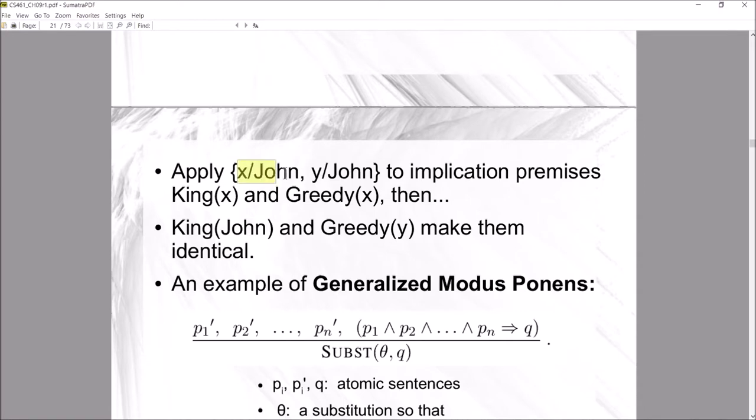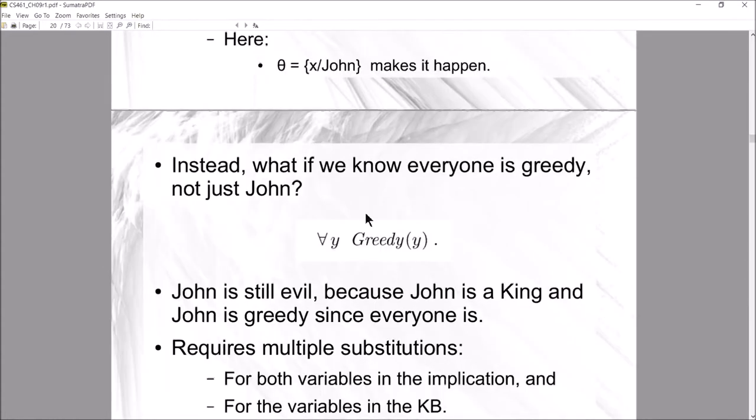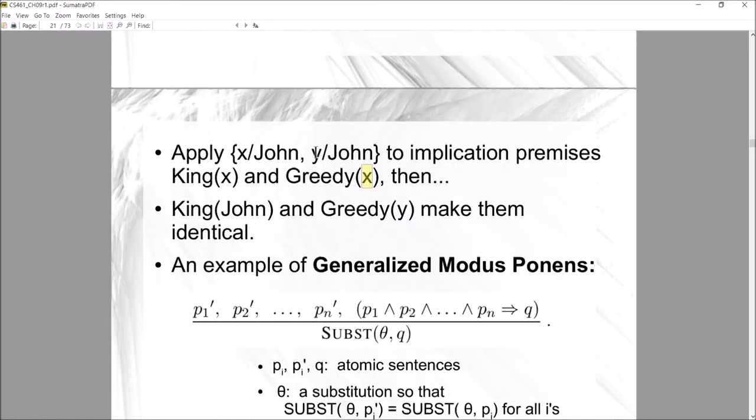So if we take this as our substitutions, our theta, right? We'll substitute John for X, and we'll substitute John for Y. Okay, now in the implication premises, for those conjuncts, well then John goes into king, for the king of X. John goes into the greedy X. But in order to make everything work, because remember, we have to match up the conjunct with an existing sentence. Remember, the sentence that we have that replaces John being greedy is this one. So that's why we have to have a John for the Y variable, right? So that's where this comes in.